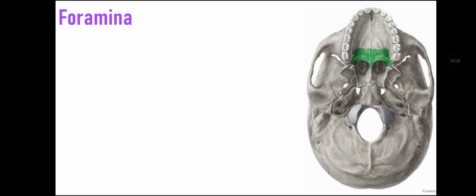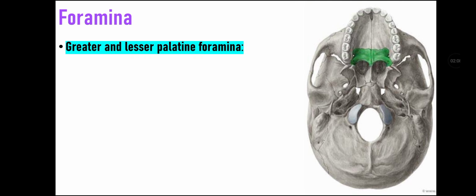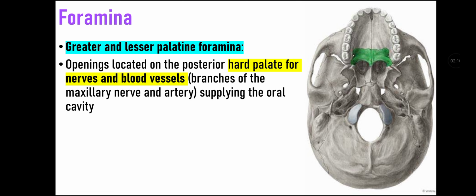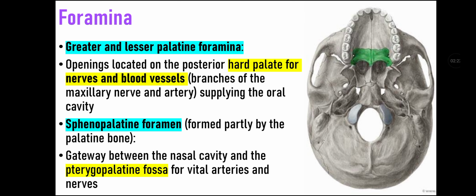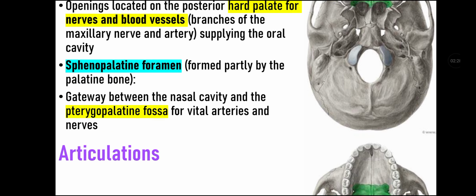Now let's talk about foramina of palatine bone. It has greater and lesser palatine foramina that are openings located on the posterior hard palate for nerves and blood vessels that are branches of maxillary nerve and arteries supplying the oral cavity. It has sphenopalatine foramen that is formed partially by palatine bone. It is gateway between the nasal cavity and pterygopalatine fossa for vital arteries and nerves.